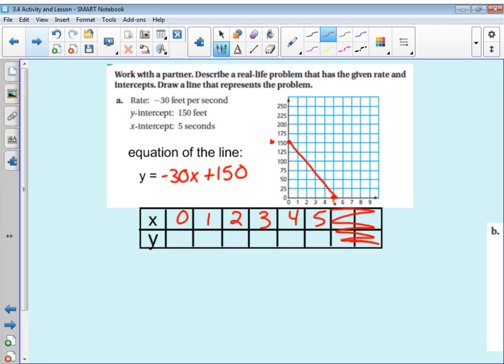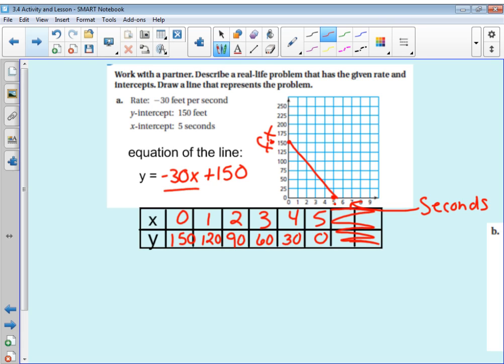Okay, and if it drops 30, originally it started at 150. If it drops 30 feet per second, so this was our feet, because we should label these, and these here, I don't have room, are our seconds. Originally it was 150 feet. If it drops 30 feet per second, well, down 30 would be 120. Down another 30 would give us 90. Down another 30 would give us 60. Down another 30 is 30. And then down another 30 would put us at ground level or 0.